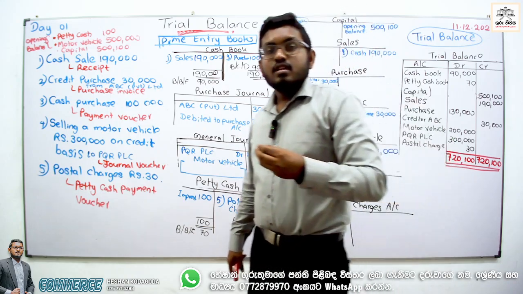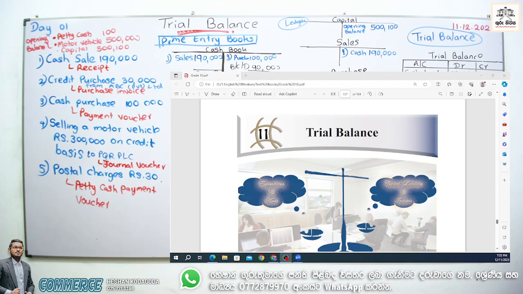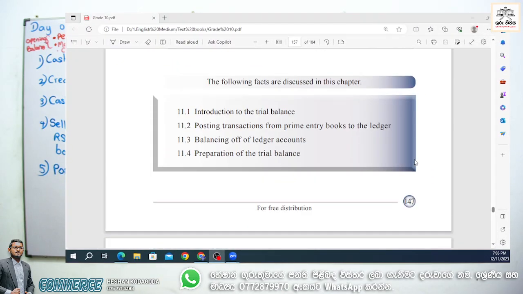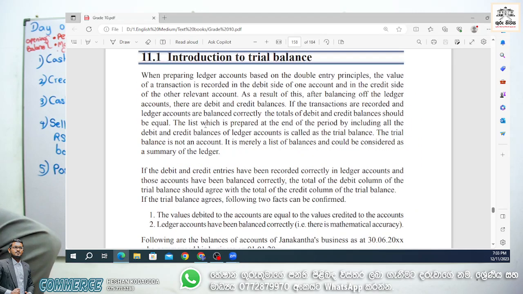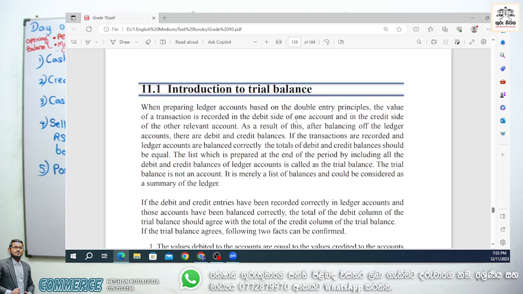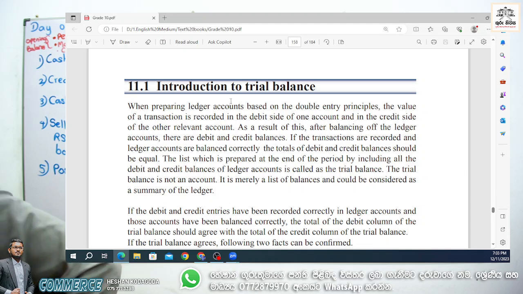Okay, but so what do we do in trial balance? Quickly come to the textbook, so then you can have a clear idea. Trial balance. The following facts are discussed in this chapter: the introduction to the trial balance, posting transactions from primary books, balancing off of ledger accounts, and preparation of trial balance. First one, introduction to trial balance. Quickly read this and take a pencil or highlight. I will tell you what the key points to highlight are.